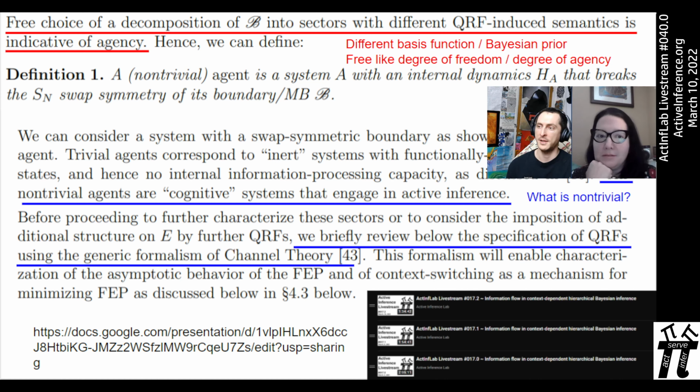Oh, and okay, now we're going to head into some 17 related information, because they're going to turn this discussion from QRFs as reference frames to channel theory, which is going to enable this context switching discussion that's important later. So this is brought up in number 17, and 17.1 is where we had Chris Fields and a great discussion there. So continue, Blue. Cool.